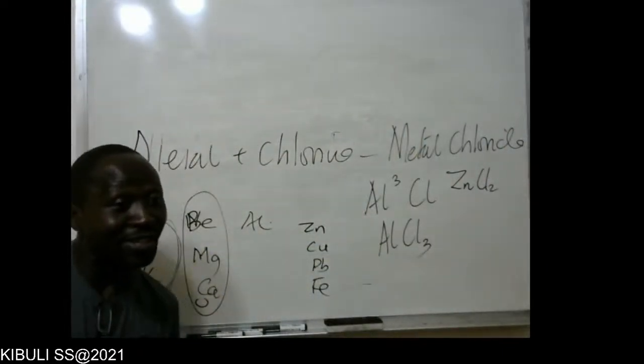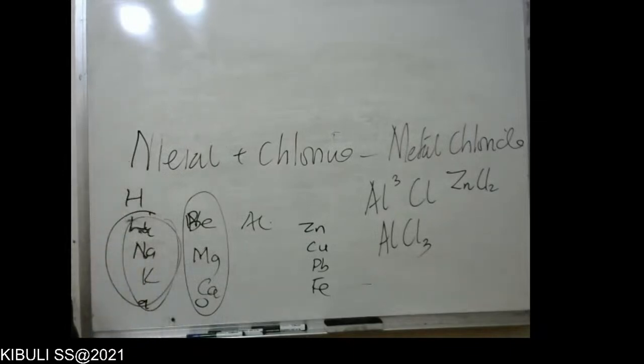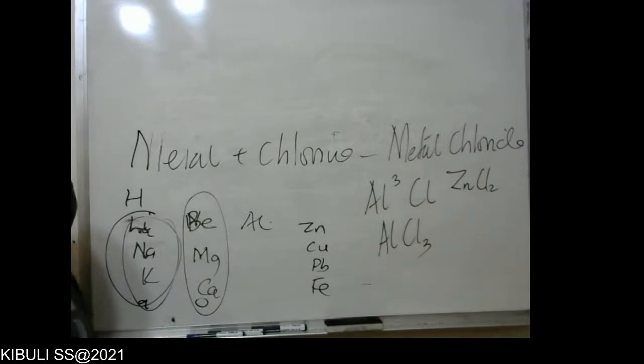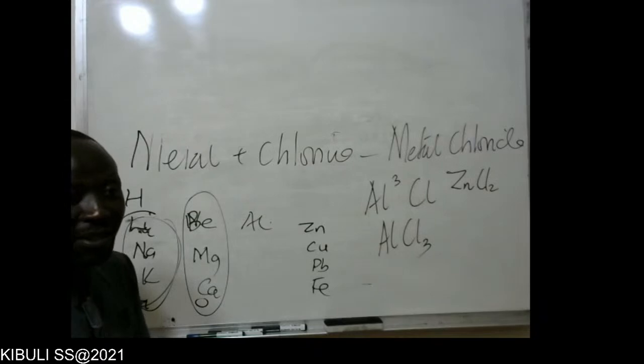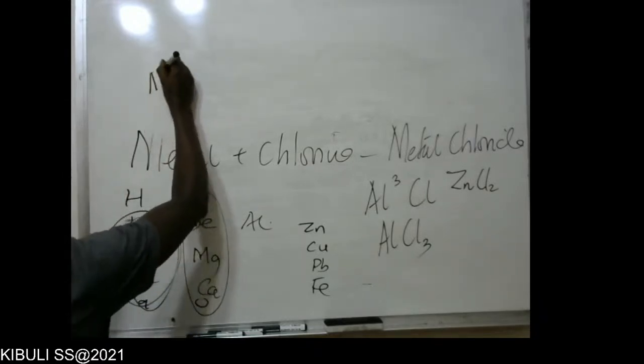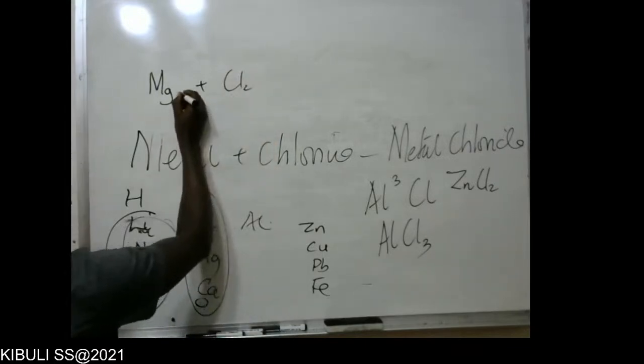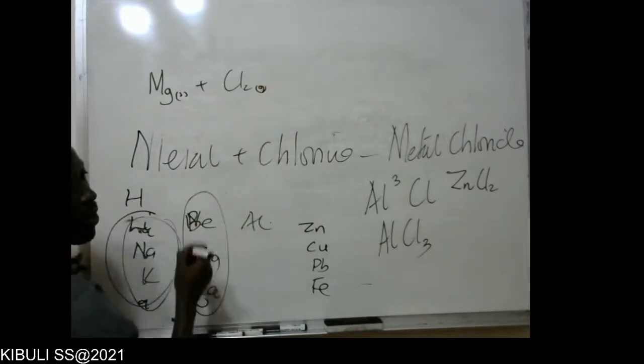Last year there was a question between chlorine and magnesium. In last year's paper, it asked what will be observed. So what is the color of magnesium? Gray solid. Chlorine is a pale yellow, greenish gas.